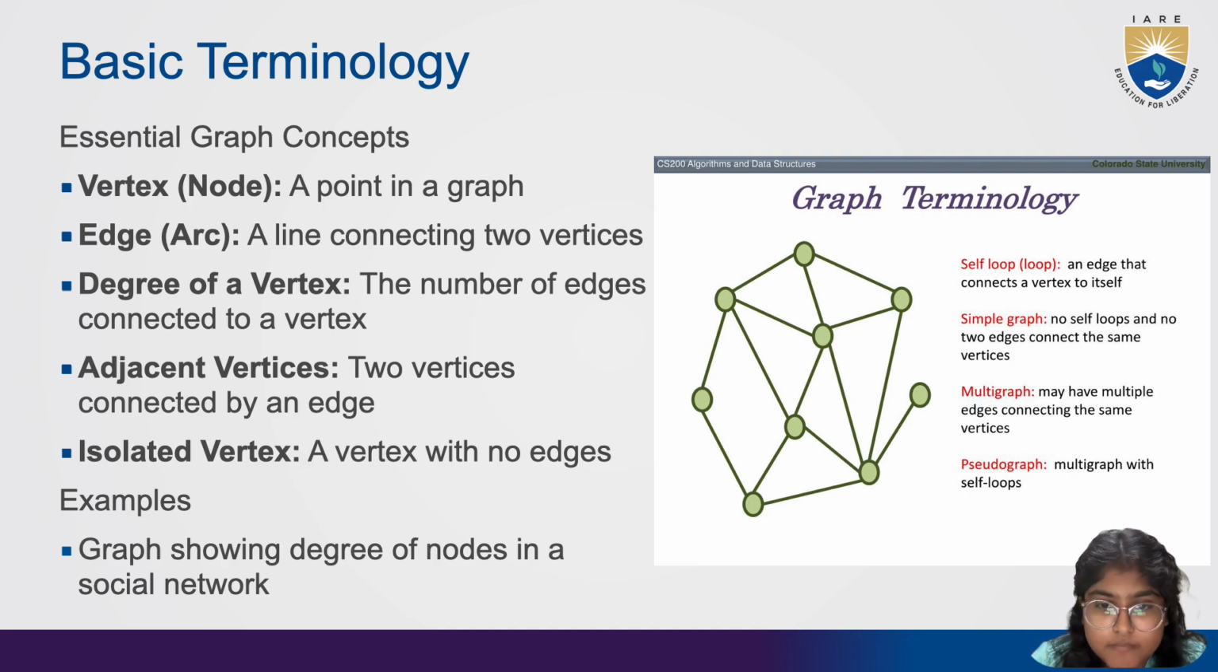A multigraph: these graphs have multiple edges connecting the same vertices. That is essentially A is connected to B through 3 or 4 or multiple edges. Pseudograph: these are basically graphs that contain multiple edges and self loops.